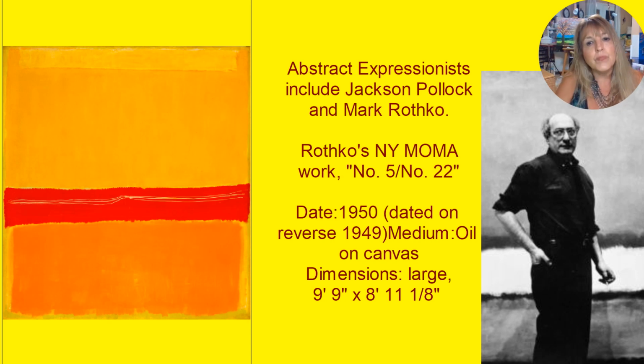Mark Rothko, this is an example of New York School abstract expressionist, and this is number 5, number 22. This is huge. In one of my images, I don't know if I put it in this lecture, we'll soon see, I actually have a 6-foot plus security guard standing in front of it, just so you can see the size. And so it was dated 1950, and it's again very large.